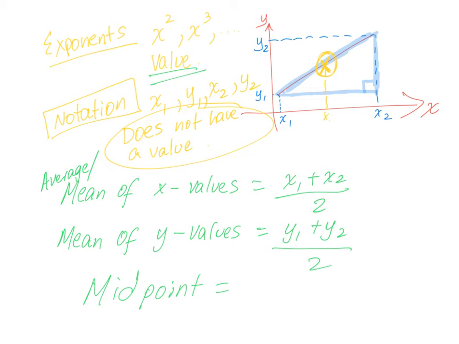So it's x1 plus x2 divided by 2 and y1 plus y2 divided by 2. So that's our midpoint. This is our midpoint. And what are the coordinates? X1 plus x2 divided by 2, y1 plus y2 divided by 2.